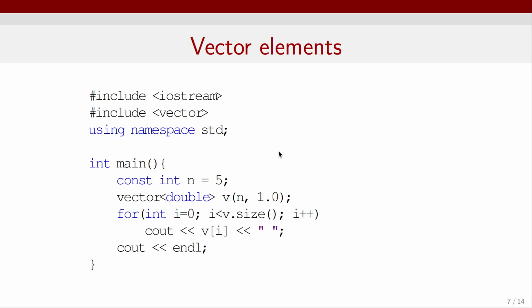This program will define a constant vector of size 5. Each element is 1, just as we did before. And then it uses a for loop to access each element and print it to the screen. So if we run this, it will simply show the elements of the vector one after another, 1, 1, 1, 1, 1.